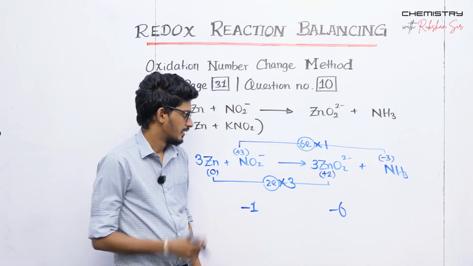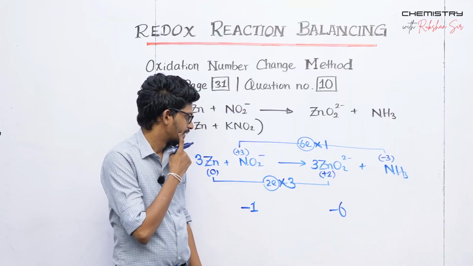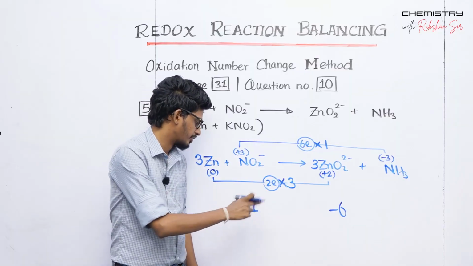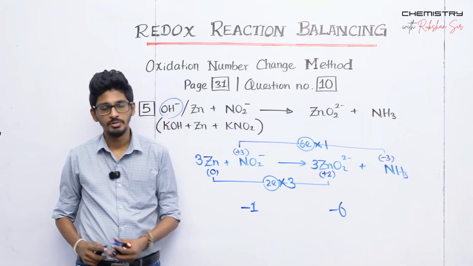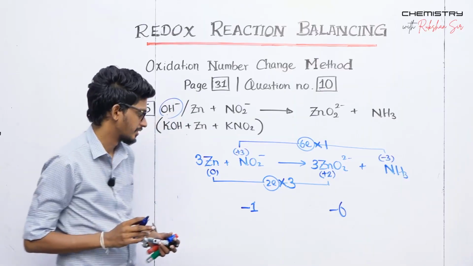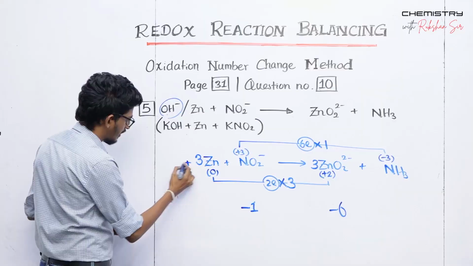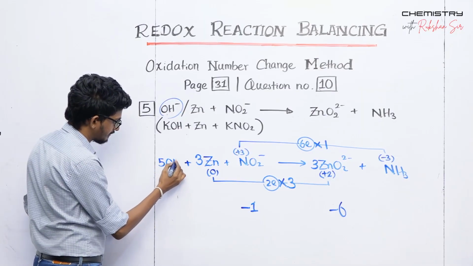-1, right, and -6, 5 units of difference. That means you need to add 5 OH minus ions to the side with least negative nature. So that is this side. So 5 OH minus ions should be added here.